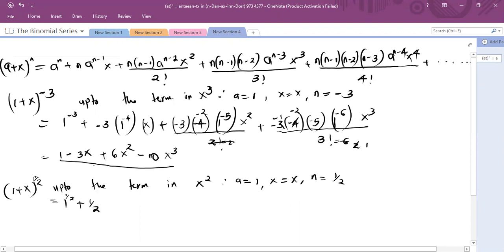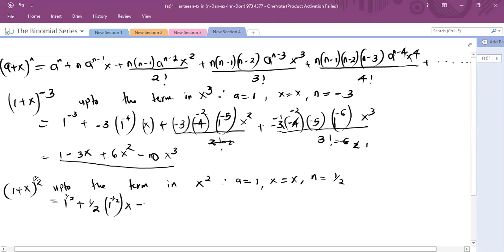Then a raised to power n minus 1. So that is 1 raised to power a half minus 1. So that will give minus a half. And then a raised to power n minus 1. So we've already done that. So that is 1 raised to power a half minus 1, which gives this.